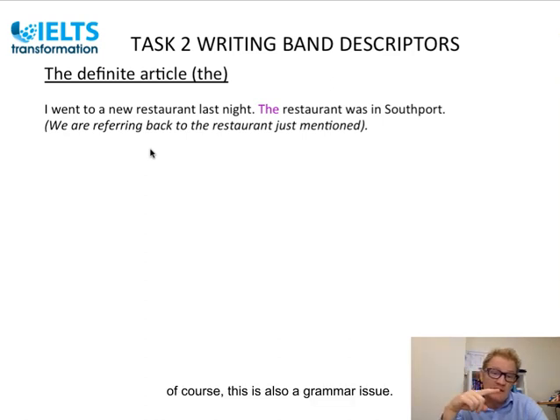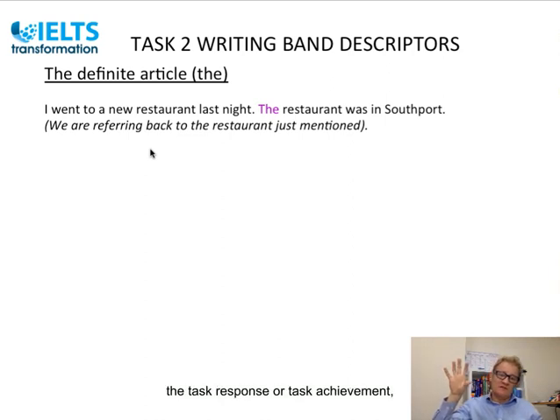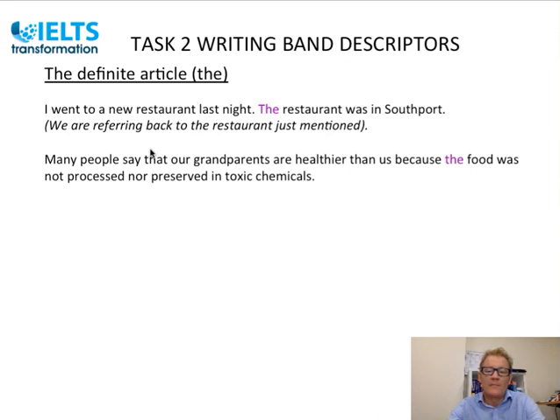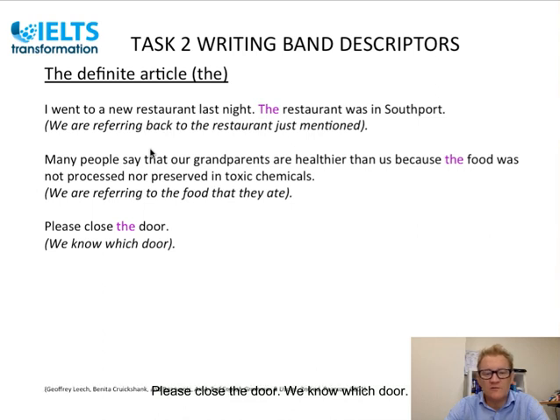So, of course, this is also a grammar issue. So you've got to understand in these band descriptors, the task response or task achievement, the coherence and cohesion, the grammar and vocabulary are all connected. Here's a good example. Many people say that our grandparents are healthier than us because the food was not processed. Which food? The food that they ate. Please close the door. We know which door. Okay. So the is important for grammar and coherence and cohesion.